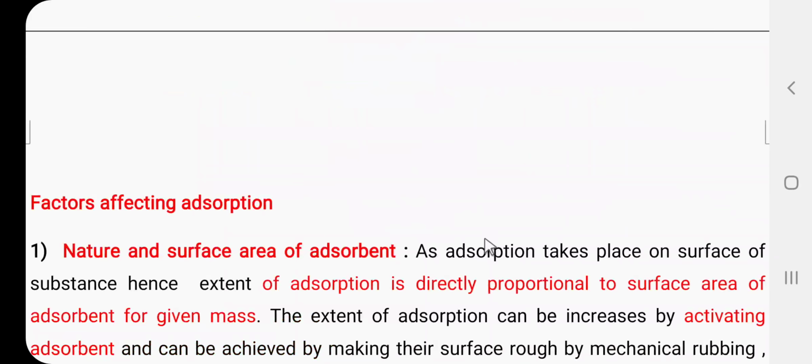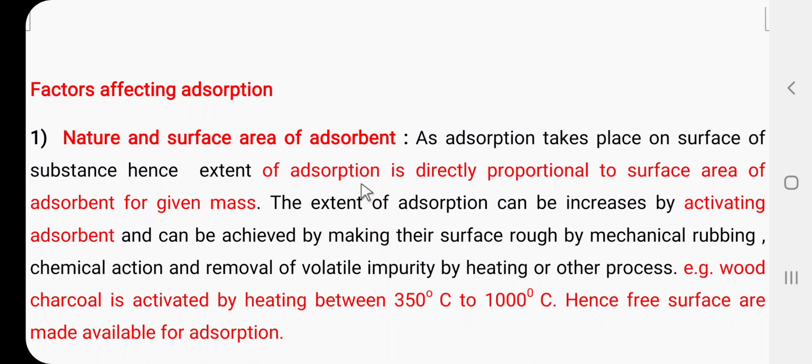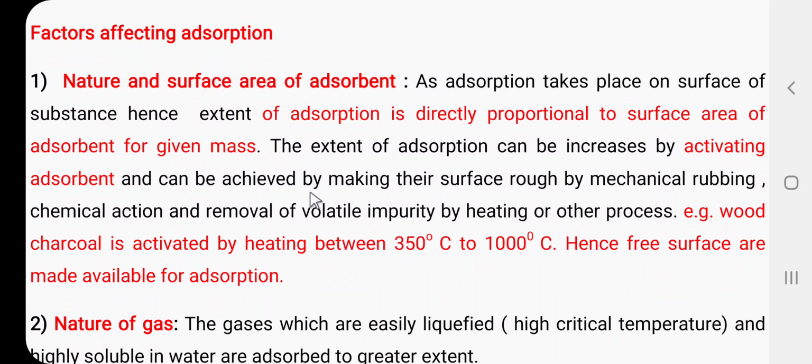So here the first point is factors affecting adsorption. There are various factors which affect the phenomenon of adsorption. So let us consider them one by one. The first factor is the nature and surface area of the adsorbent.